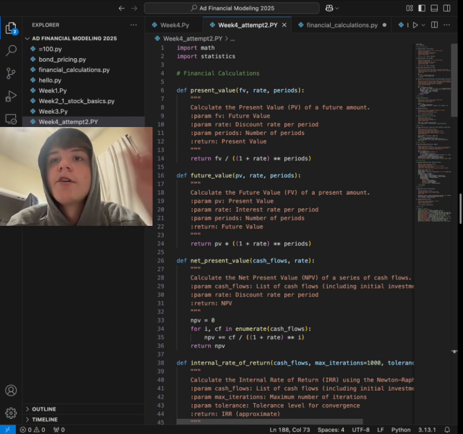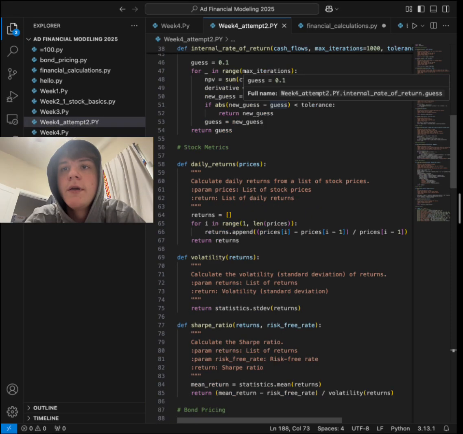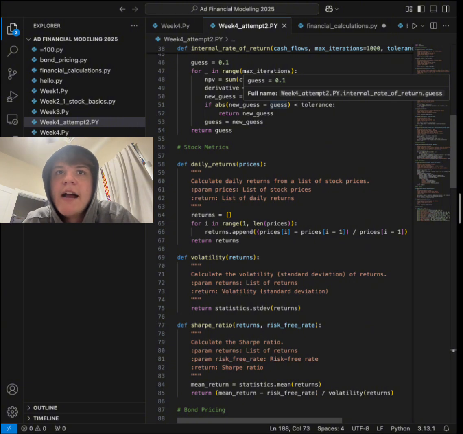So I'm going to get to the terminals at the very end to go over everything at once. So if we look at line 46 on this screenshot, I hovered over it, so it got messed up for a second, but no problem. Guess equals 0.1, for i in range max iterations, and PV equals sum, parentheses, CF divided by 1 plus guess times i, parentheses, for i, CF in enumerate cash flows.